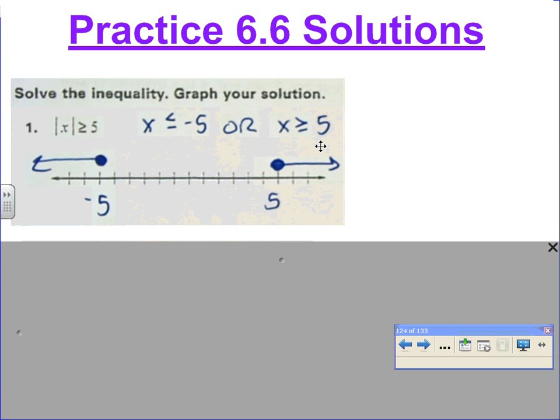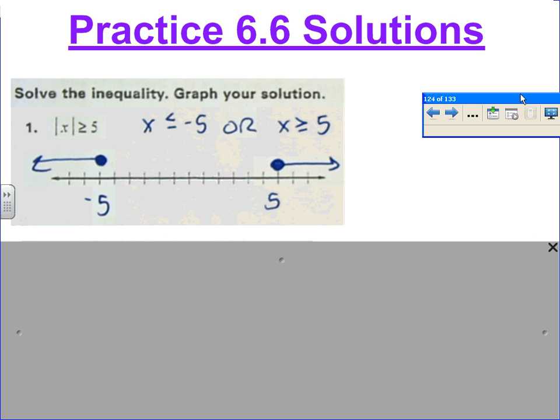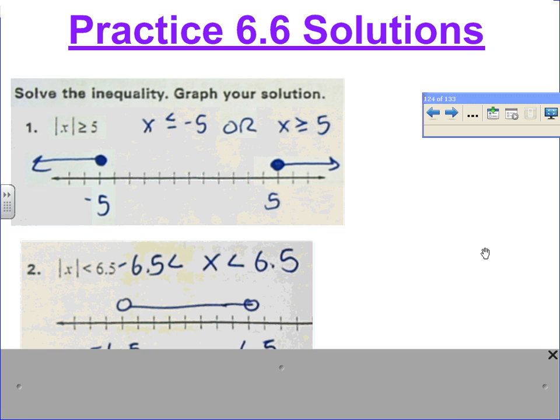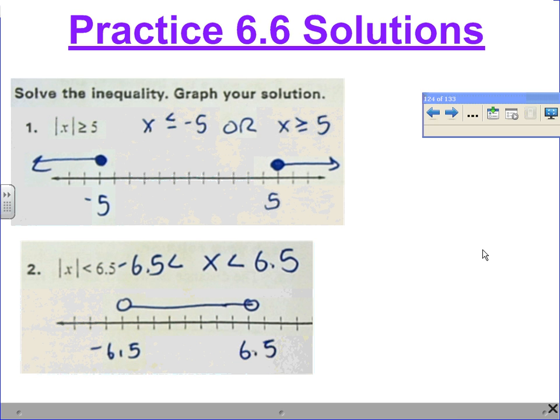Because if you don't understand this, we need to make sure we go over it before we start reviewing. Okay, number 1 should be x is less than or equal to -5, or x is greater than or equal to 5. Check the graph. My graphs are up there, so make sure your graphs look like mine. And number 2, x is, this is an and, less than 6.5, and x is greater than -6.5.